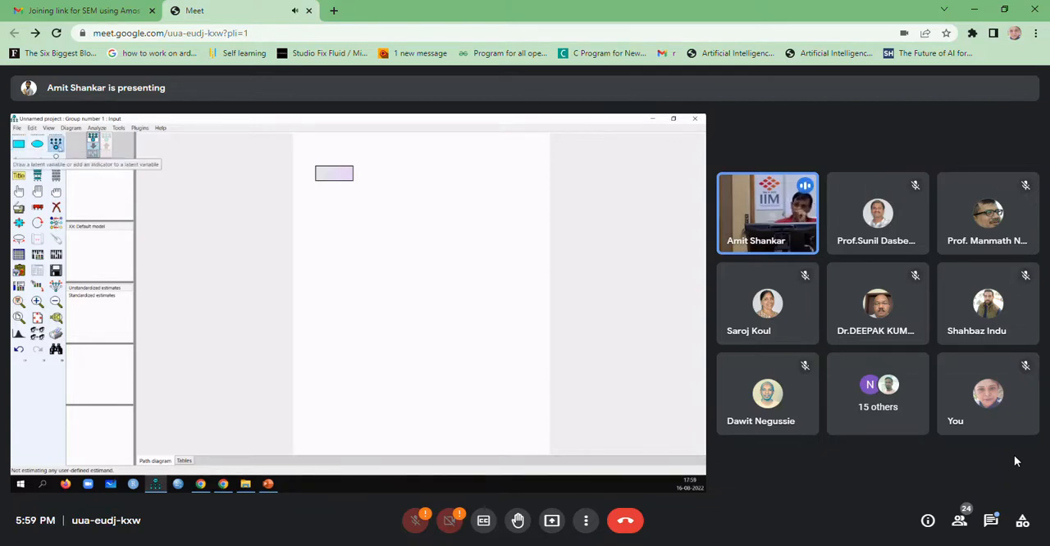Can you see this? Just select here under latent construct. Come here, it will give 1, then 2, 3. But just click here. Once you click, this is one latent variable which is measured by 3 items: item 1, item 2, item 3. That's how it goes.